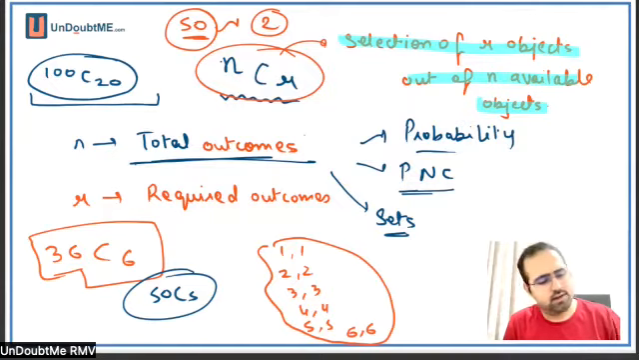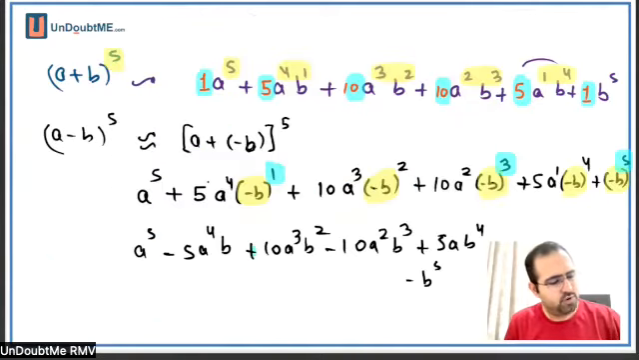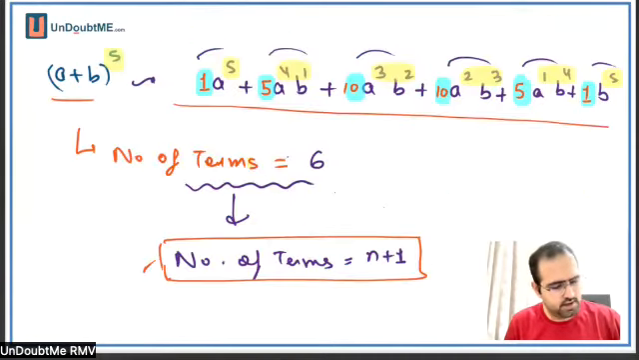There was one more point, the number of terms. The number of terms in any binomial expansion will always be one more than the power, whatever the power is. So this is a very standard formula which can be asked as a 1-marker question.